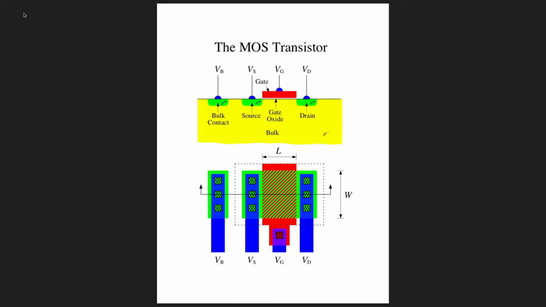Okay, in this section we're going to introduce the structure of the MOS transistor and talk about the symbols that we will be using to represent these in our schematics, and also we're going to start talking about operation of the device in subthreshold or in the weak inversion region.